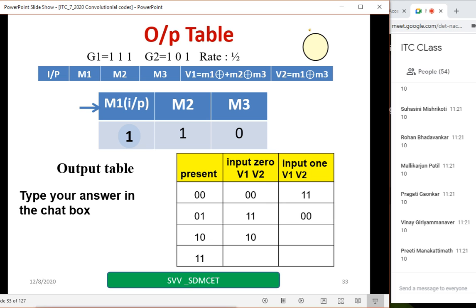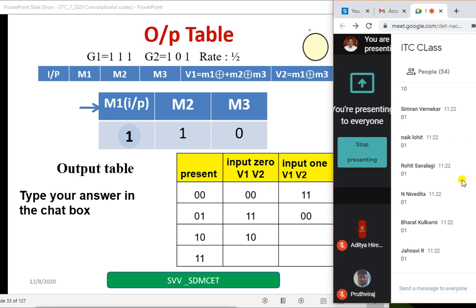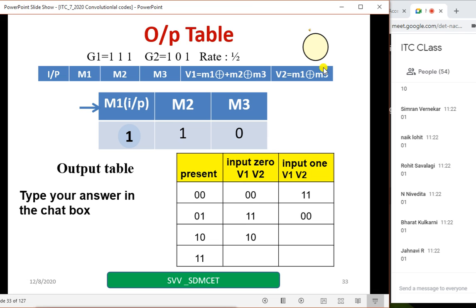Now make a small change. If the input is 1, add all the 3, add first and last. What will you get as the answer? 0, 1. Many students typed at a time. The answer is correct, 0, 1. And the last row we have.